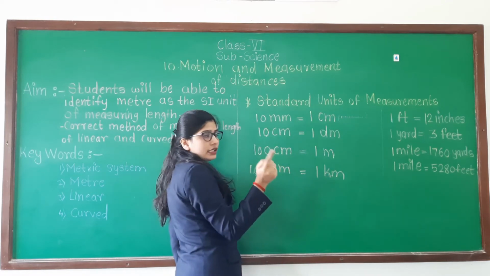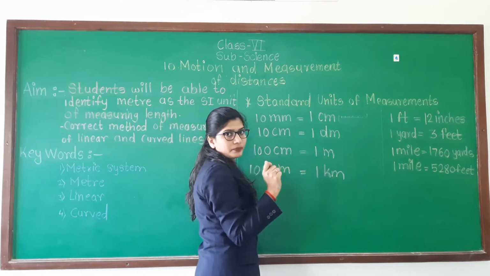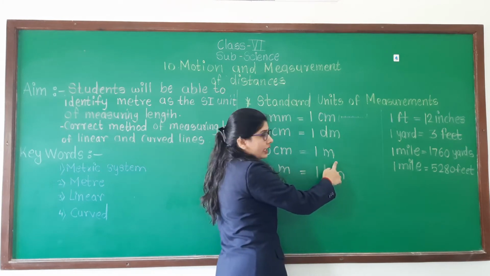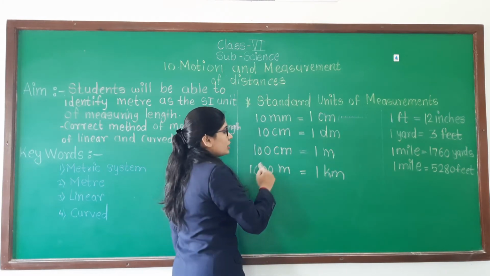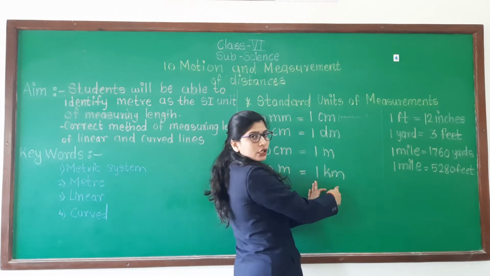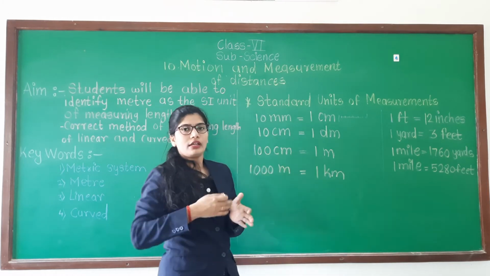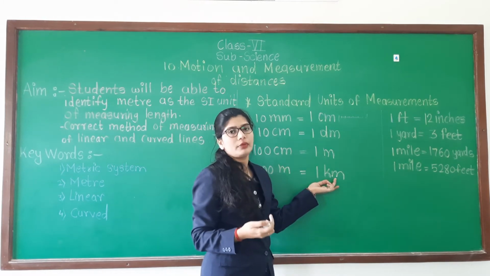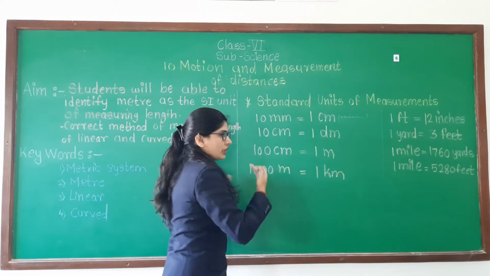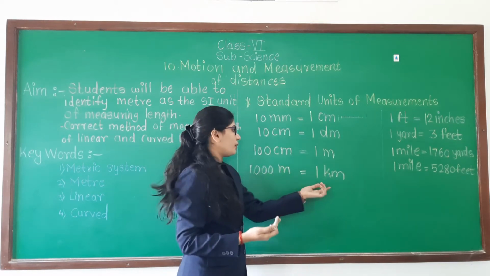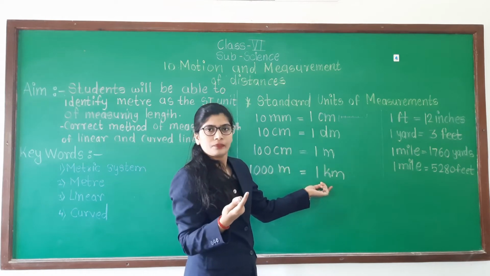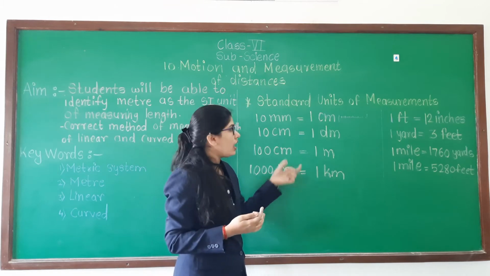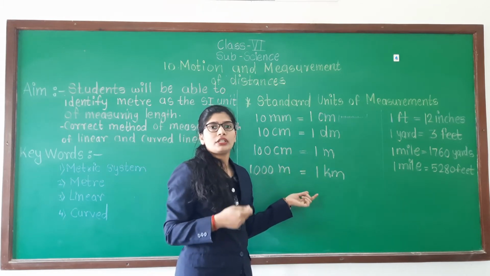10 millimeter is equal to 1 centimeter. 10 centimeter is equal to 1 decimeter. 100 centimeter is equal to 1 meter. And 1000 meter is equal to 1 kilometer. As I have told, if the distance is more, we measure in kilometers. For measuring 1000 meter, it is better to measure that distance as 1 kilometer. So these are multiples, and this system is known as the metric system.